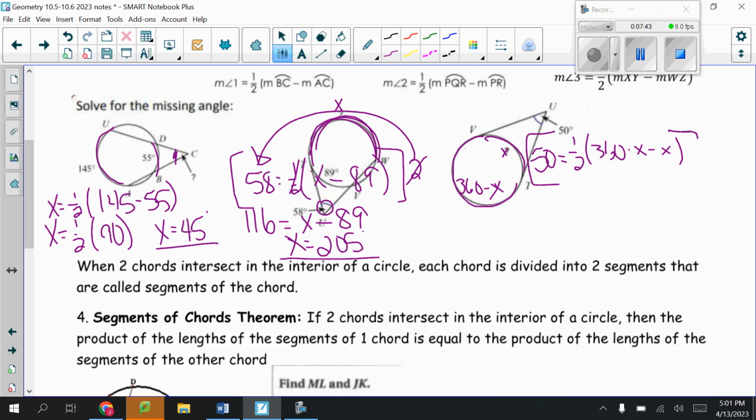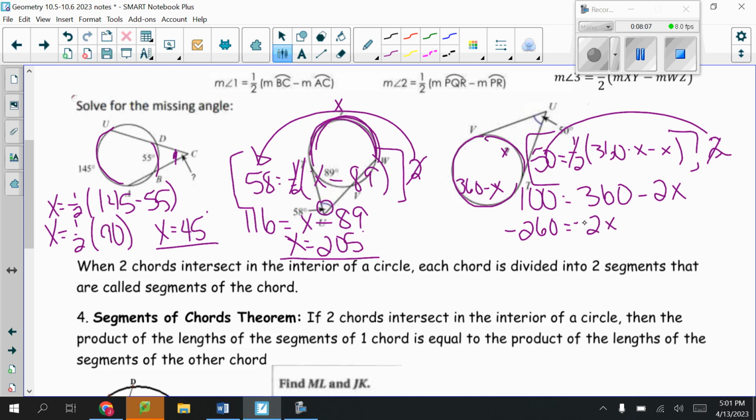Again, I'm going to get rid of the 1/2 by multiplying everything by 2. So 2 times 50 gets me 100. My 1/2 and my 2 cancel, and I'm just left with 360 minus X and negative X give me minus 2X. So I'm going to subtract 360 from both sides, and I get negative 260 equals negative 2X. This time I'm dividing by negative 2. And so I get X is equal to 130 degrees.